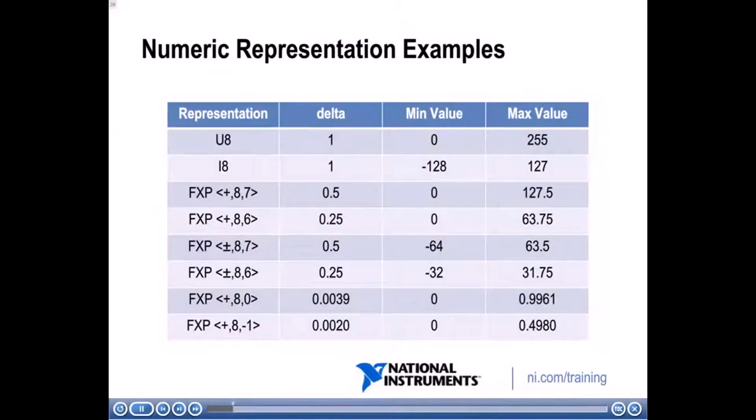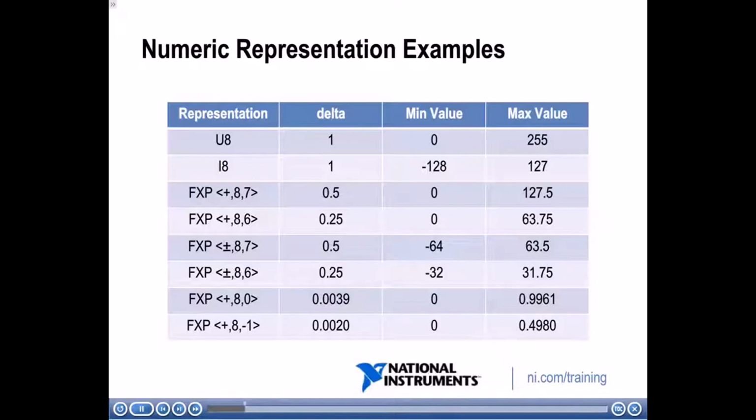In this slide, we see a couple of examples of fixed point representation and how that affects the delta, minimum value, and maximum value. If we take a look at the first one, we see a U8. If you're trying to represent a U8 data type, you would have a delta of 1, a minimum value of 0, and a maximum value of 255. That would correspond to a fixed point configuration that is going to be unsigned.